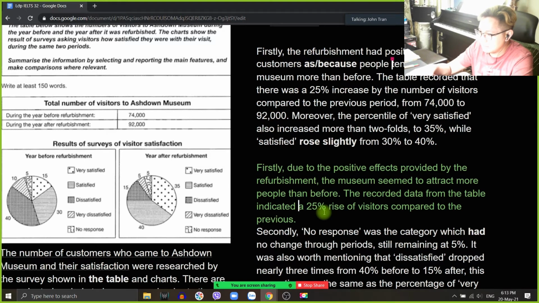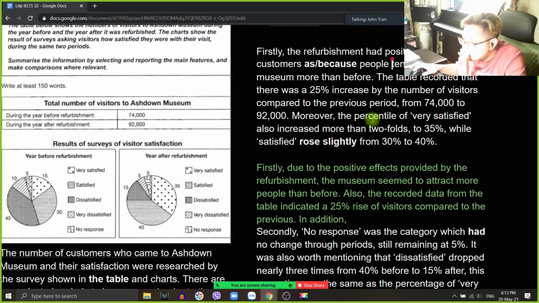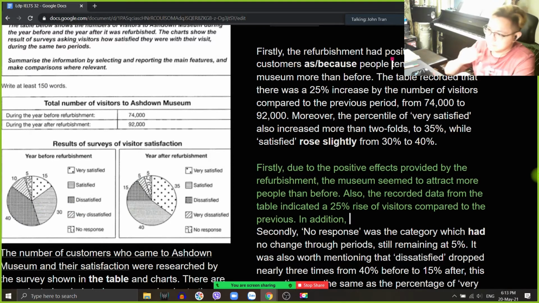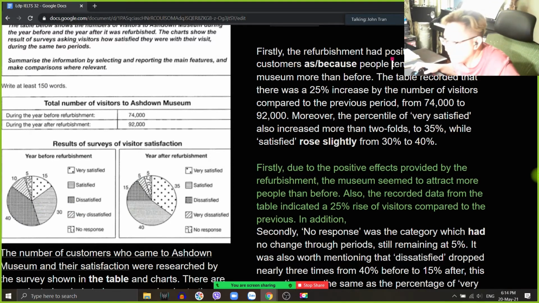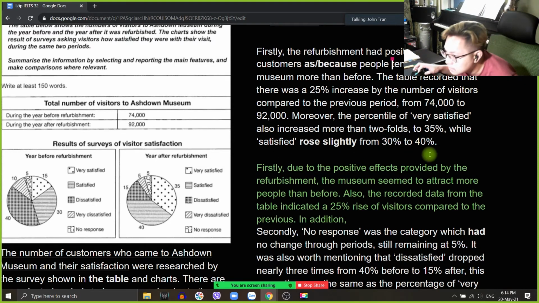And then you can just say also. Có từ nối thêm vào đó. And then moreover, you can just say in addition. It sounds better. So instead of writing about category, I can just say very satisfied visitors or something like that. Now, how do we do this? Increase more than twofold. Okay.